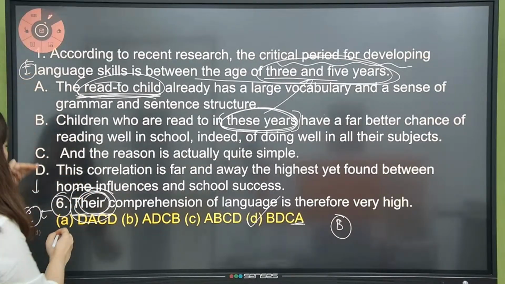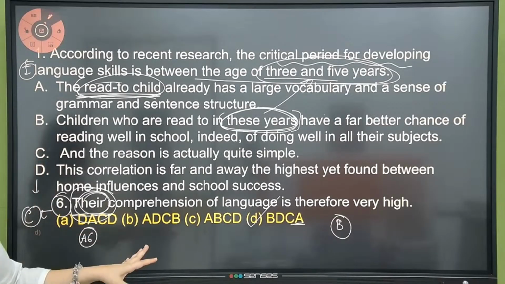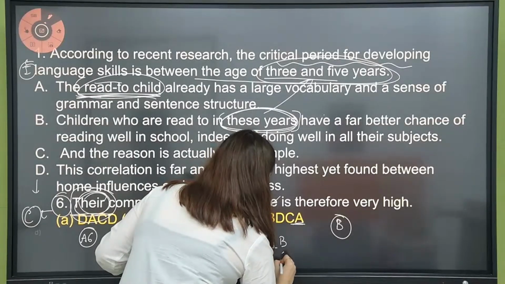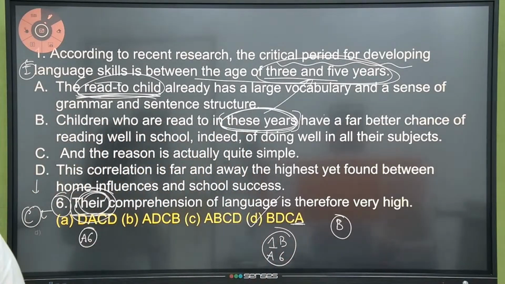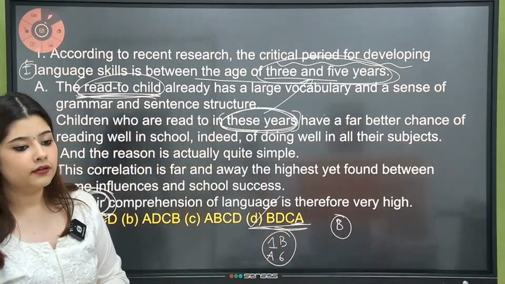Because A and the concluding statement, A and 6, form a mandatory pair. 1 and B form a mandatory pair. A and 6 form a mandatory pair. So now I have two proofs that D should be my correct answer.